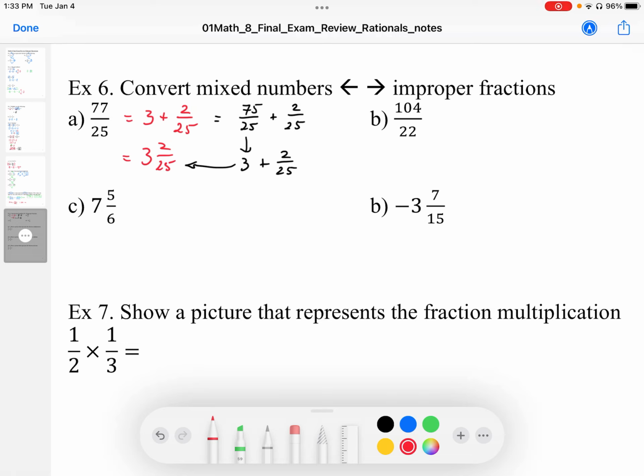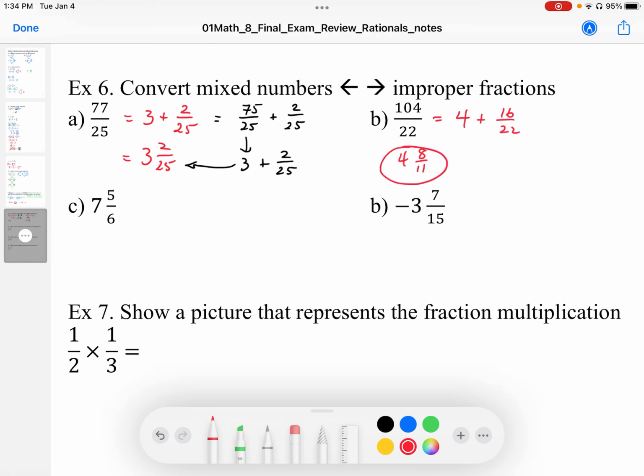So in this case here, if I do my multiples, I can count 22, 44, 66, 88, and the next multiple is too big. So that's 110. So I'm going to have 4 multiples. That gives me 88. And that leaves me with 16 over 22 left over. Now I can rewrite this as 4 and 16 over 22, which I should simplify to 8 over 11.